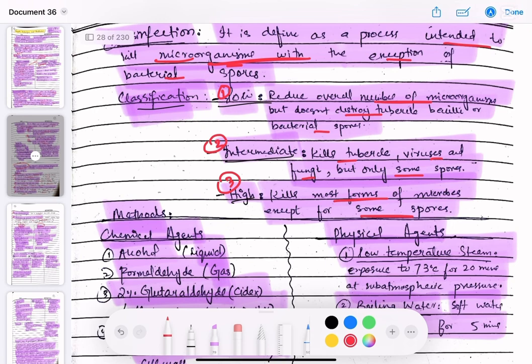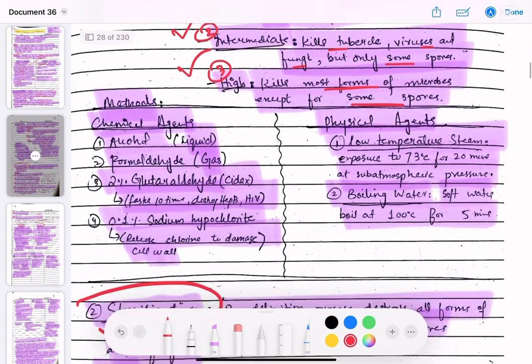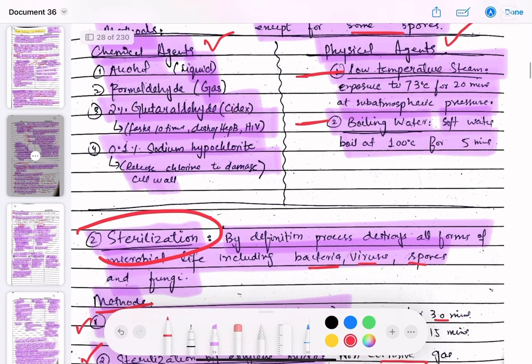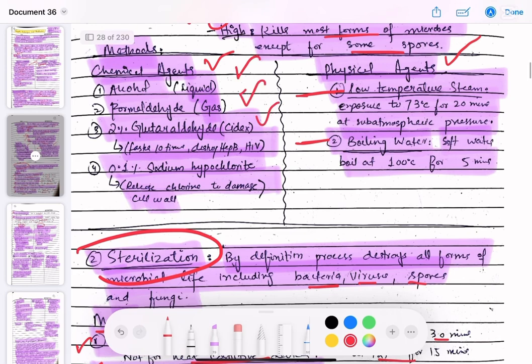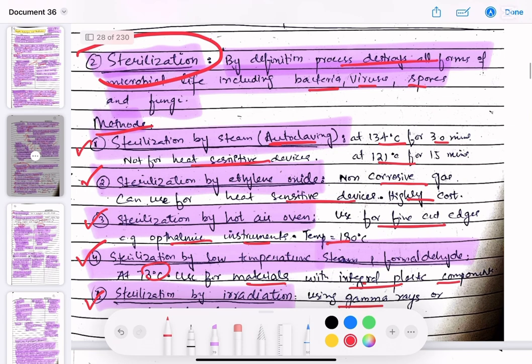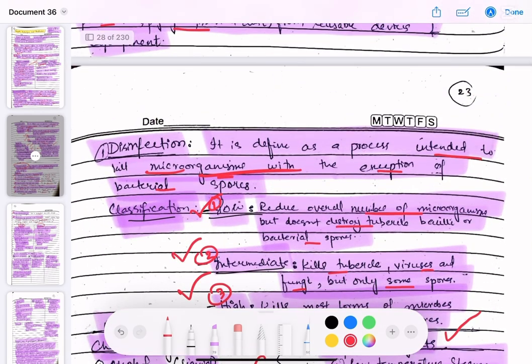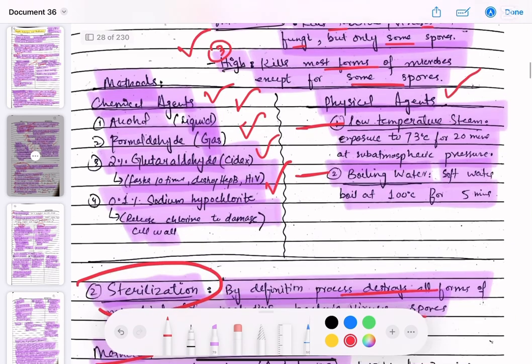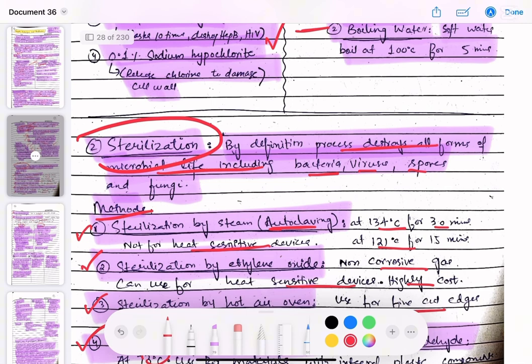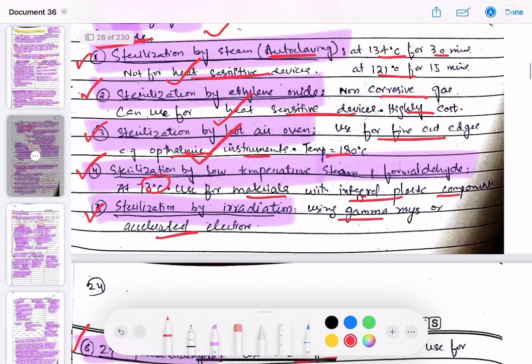So the classification is low, intermediate, and high. The methods are chemical agents and physical. In physical, temperature and boiling water are used. In chemical agents, alcohol, formaldehyde, glutaraldehyde, and sodium hypochlorite are used. Then we have sterilization. It is the definitive process that destroys all forms of microbial life. Disinfection kills all microorganisms except bacterial spores, while in sterilization all kinds of microorganisms are killed. So we have sterilization by steam, ethylene oxide, hot air oven, low temperature, and irradiation.